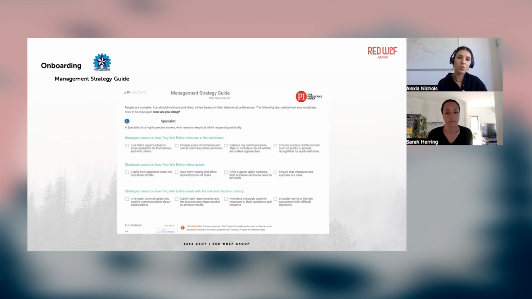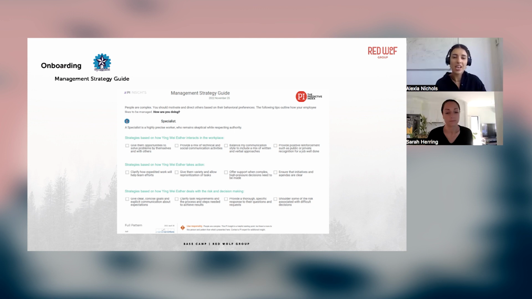So a great tool that's in your possession, if you've got the Inspire module, is this management strategy guide, great for onboarding. And again, you can use it with any team member in any one-on-one situation where you just want to have a bit more of an understanding on how you can tailor your management style to suit their needs and their behavioral tendencies that will show up at work.